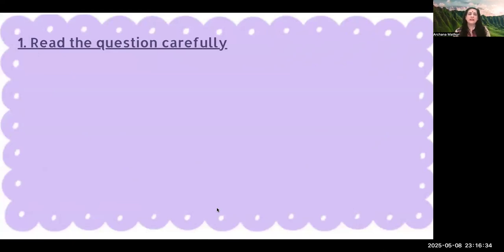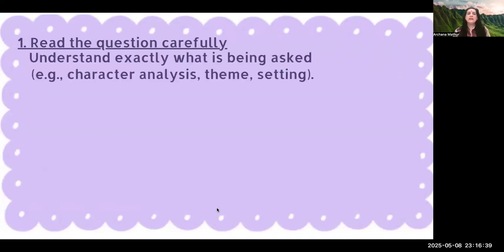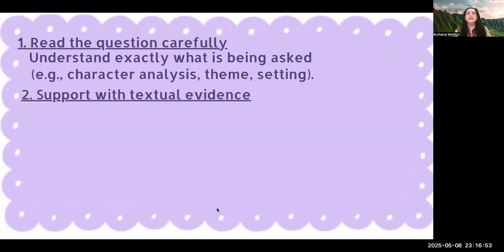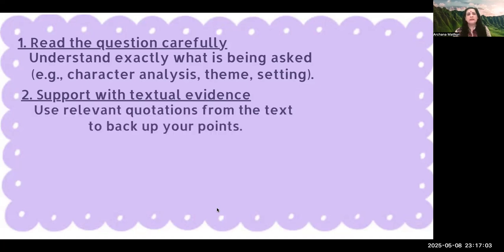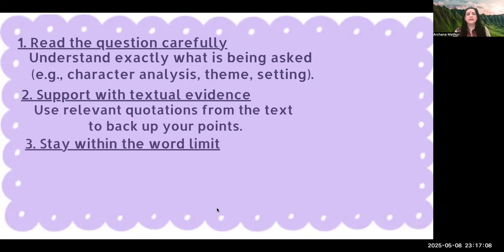Mostly children in their hurry, the students, they do not see what is being asked of them. So they must understand exactly what is being asked. For example, is it character analysis? Is it the theme? Is it the setting? Or is it something very particular? So understand the question before you start writing. Secondly, support your answer with textual evidence. Whatever evidence you can gather from the text that you already read, you support your answer with that evidence. Use relevant quotations from the text and back up your points.